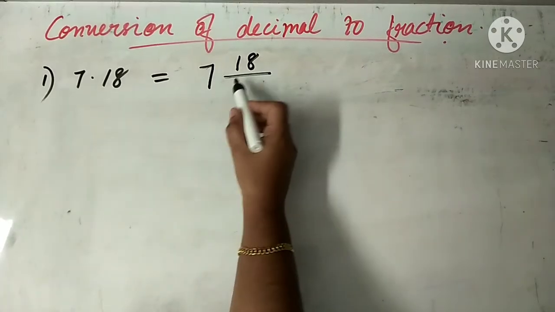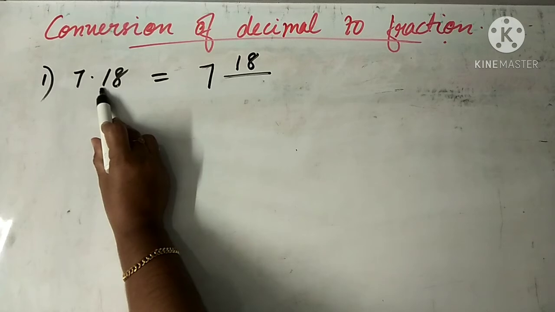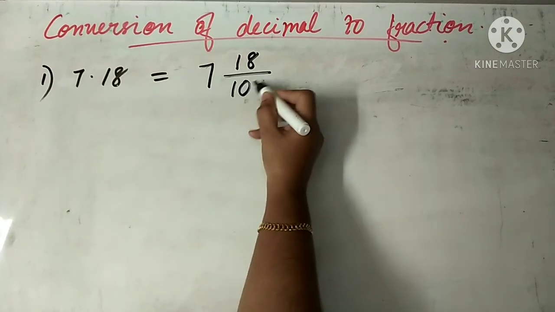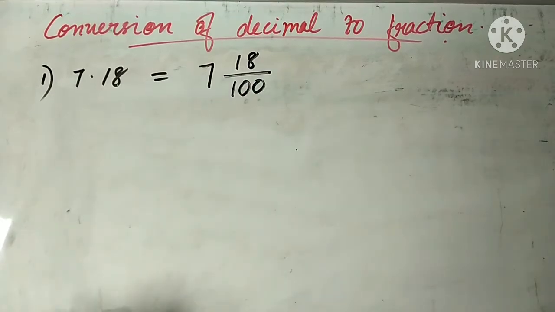18 by, how many numbers are there after the decimal point? 1, 2. So we can put 2 zeros. So 18 by 100. 7, 18 by 100.